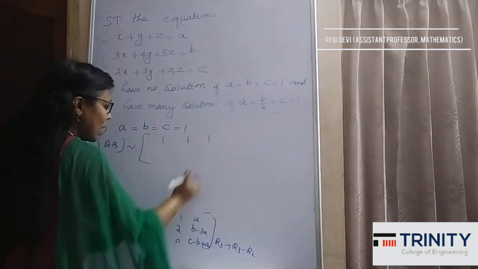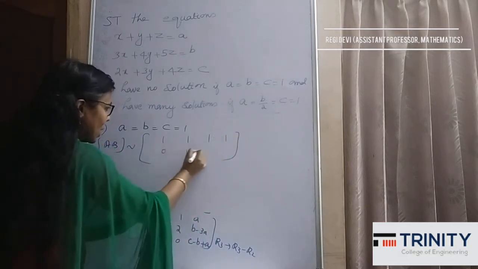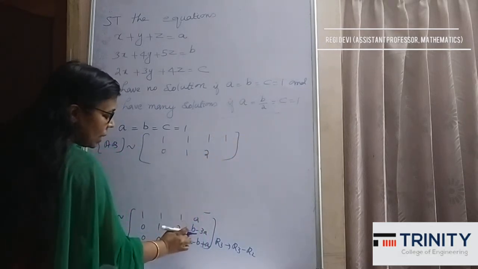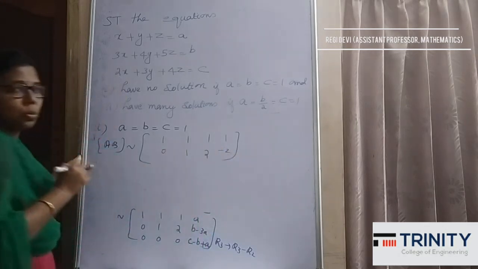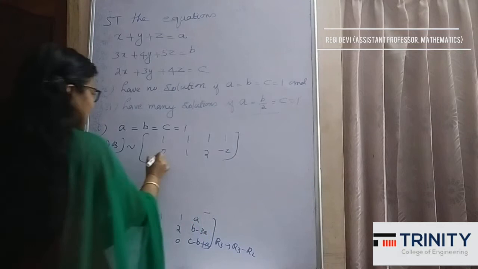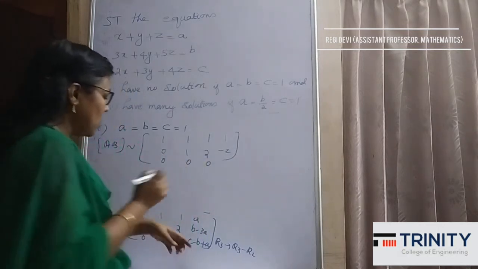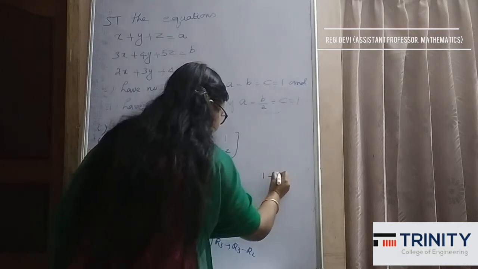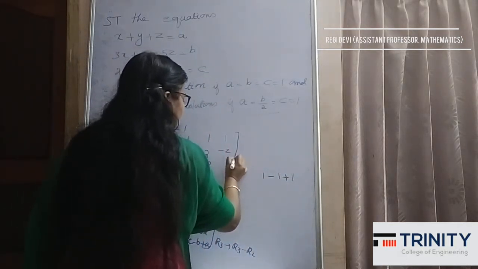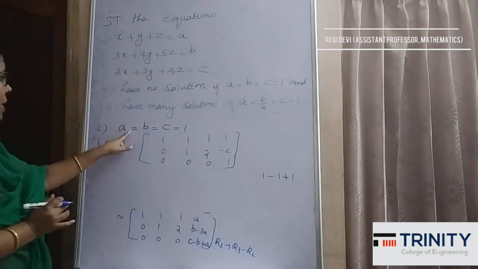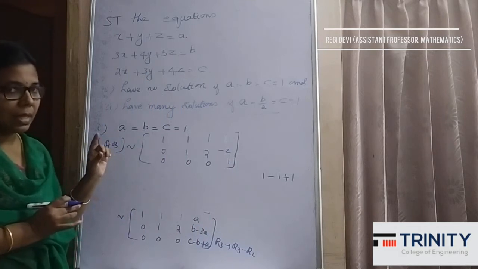1, 1, 1, 1; then 0, 1, 2, and here B minus 3A, that is 1 minus 3, minus 2; then 0, 0, 0, and 1 minus 1 plus 1, that is 1. If A equal to B equal to C equal to 1, the augmented matrix will be like this.